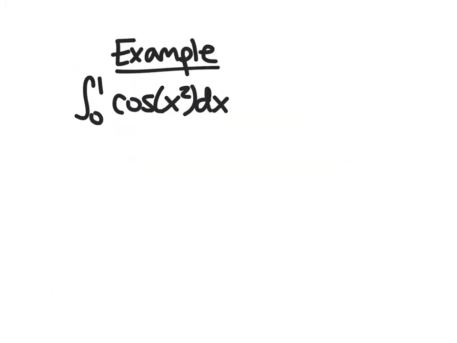So now we're going to slowly work through this example. Cosine of x squared is one of those that we cannot evaluate exactly, so we're going to do our best to estimate it here.